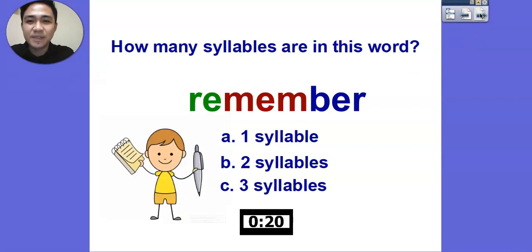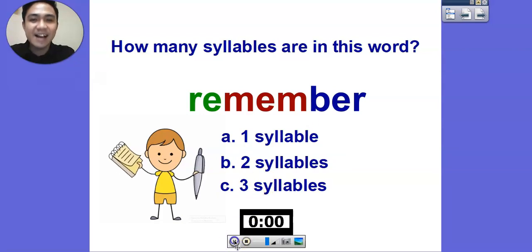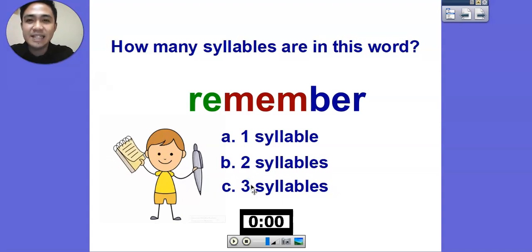Let's proceed. Remember. How many syllables are in this word? Okay, 4, 3, 2, 1. Time is up. Alright. The correct answer is, alright, letter C. There are 3 syllables in this word, remember.